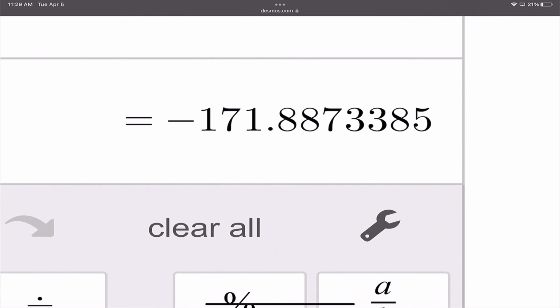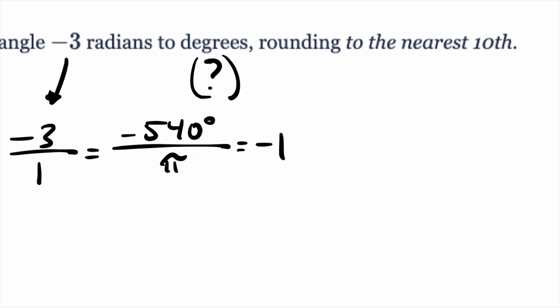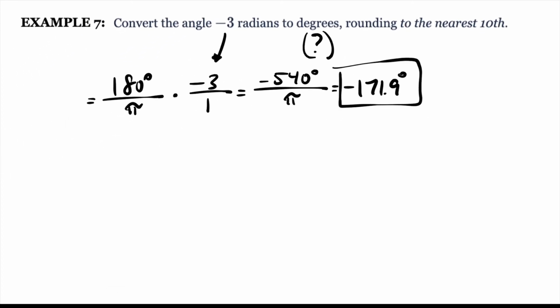So the first 8 is the tenths. So we look behind it, and that means we raise it up or stay the same? Raise it. So it'd be negative 171.9 degrees. Because it's in degrees.